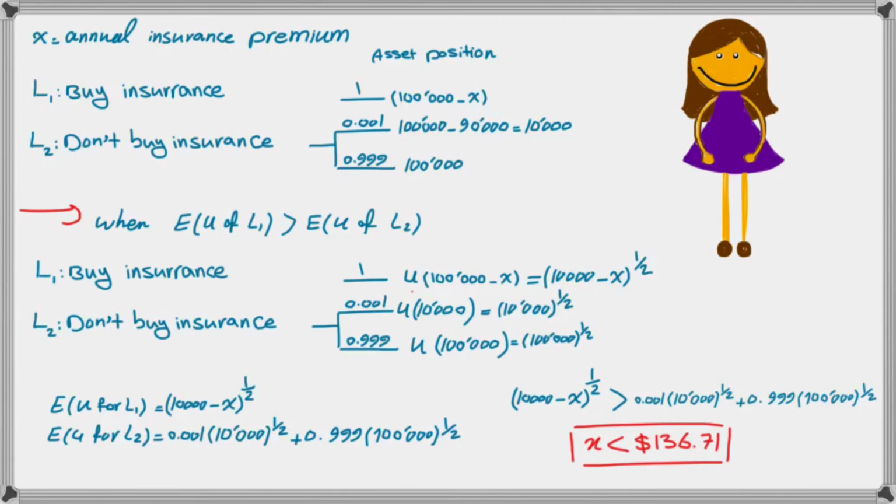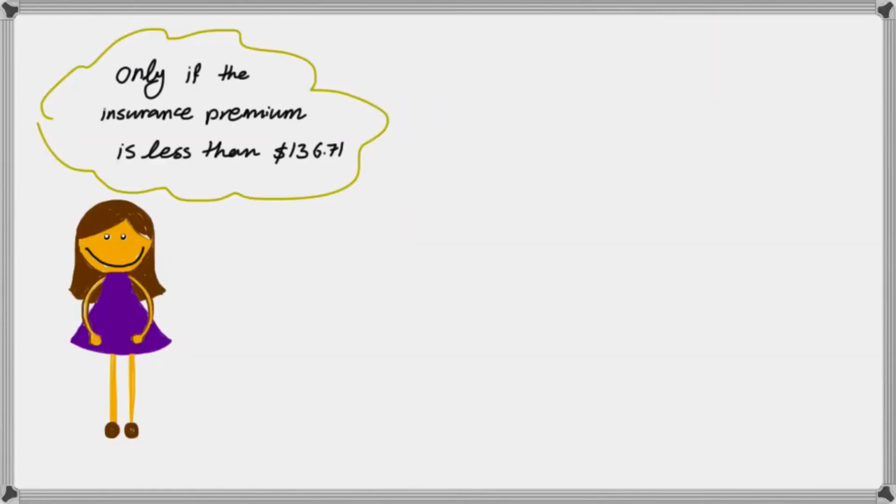If you calculate this equation, you end up with X less than $136.71. You end up having a better utility from the lottery of buying insurance than the one where you don't buy the insurance. So basically, the conclusion here is that it's worth it for her to pay for the insurance if it's approximately less than $137, because for any insurance premium higher than the amount of X that we calculated here, she prefers the second lottery over the first lottery.